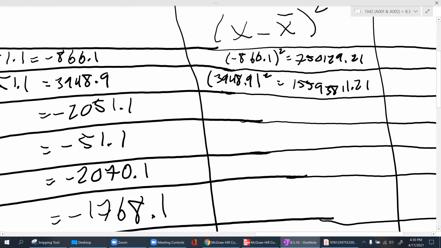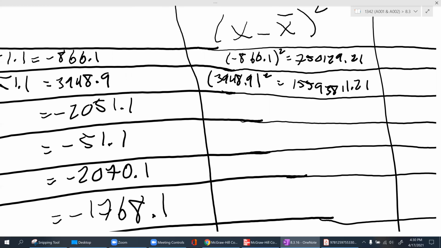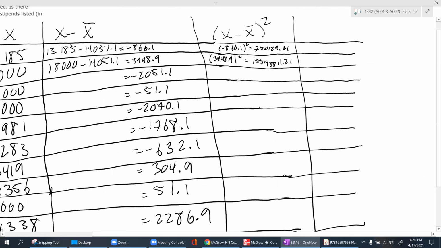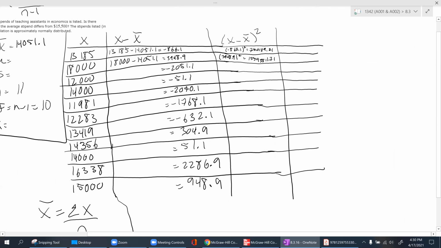I get 1559381.21. Yeah, I definitely won't give you something with very large values like this one. I'll give you something much smaller to deal with. In terms of length, in terms of n values, you can expect something like n of 10, but definitely small values. So we're going to compute all that, and we'll be right back.